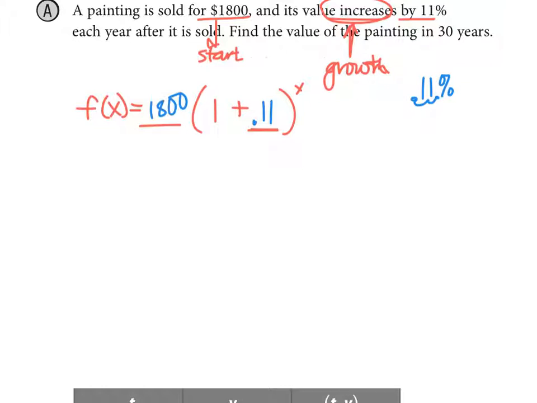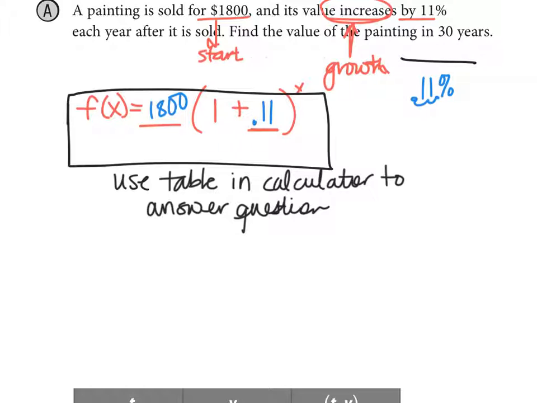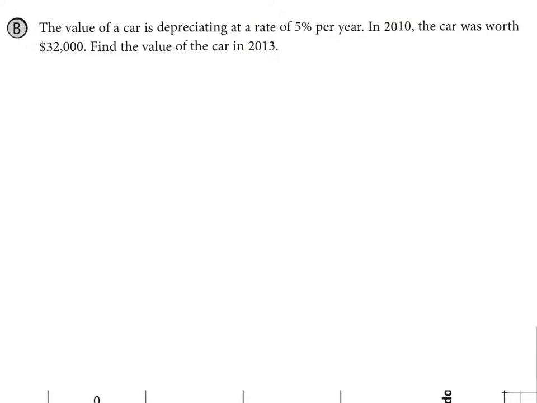Now this question is specifically asking us to find the value of the painting in 30 years. So what we're going to do is use this equation. We're going to use the table function in our calculator to answer that question. Because our calculators are at school, this is one that we'll come back to tomorrow. So in your notes, you just need to leave some space so that we can work this problem and get a final answer tomorrow.